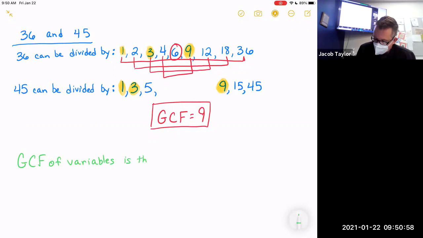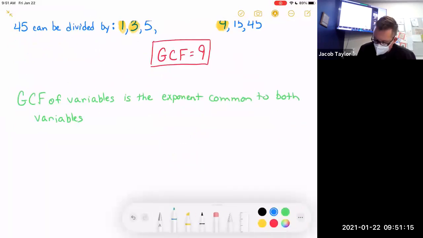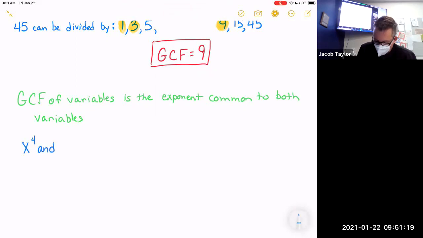Is the exponent common to both variables? Check out how easy this is. Let me give you x to the 4th and x to the 3rd.